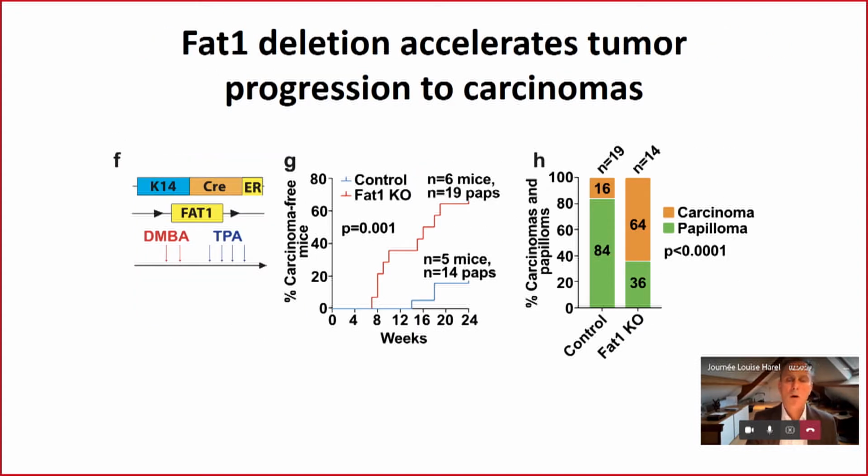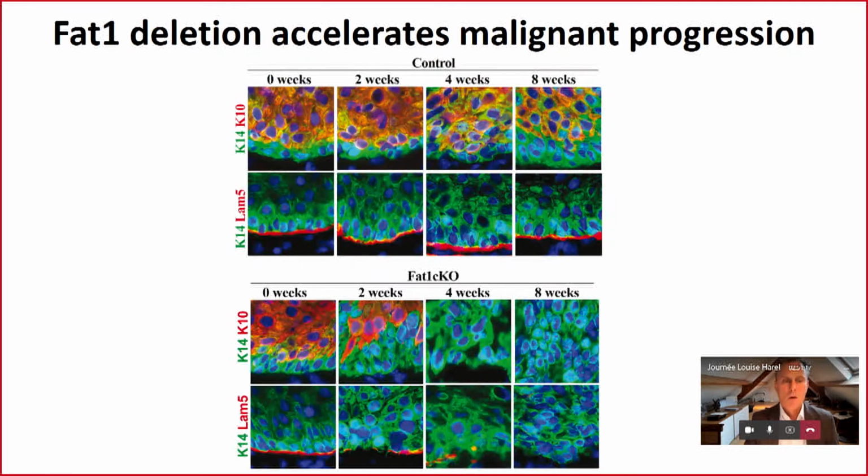But more interestingly and more importantly, when we inactivated FAT1 in benign skin tumors, these tumors were rapidly transformed into a squamous, invasive squamous cell carcinoma. Next slide. When we checked the histological characterization of this transformation, we realized that within 2 weeks following FAT1 deletion, there was an effraction of the basal lamina, a disorganization of the tumor shape, and a block of differentiation, which is characteristic of the benign tumor. Next slide.